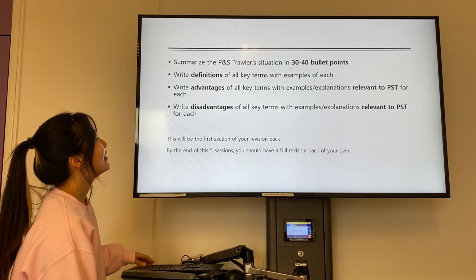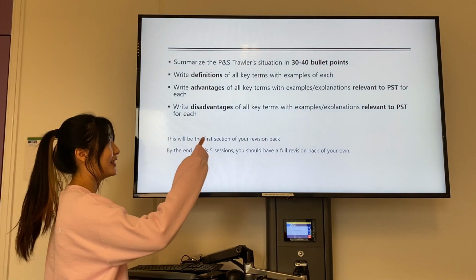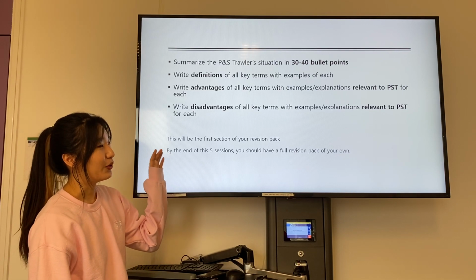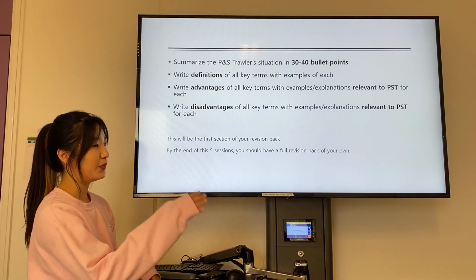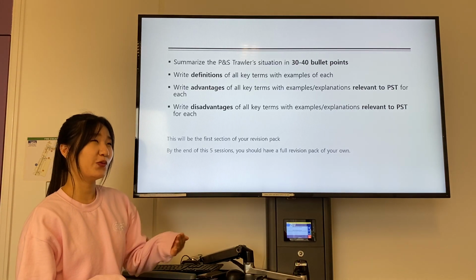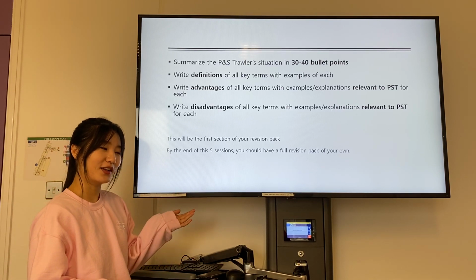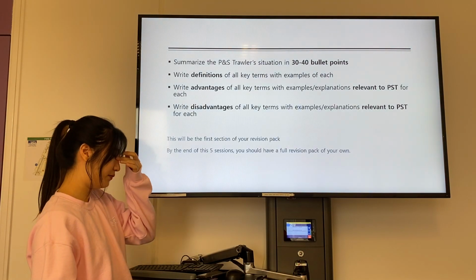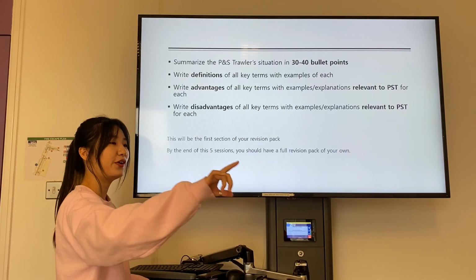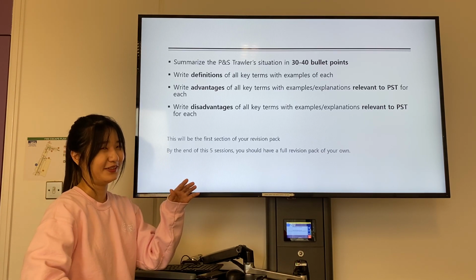So first, summarize the P&S trawler situation in 30 to 40 bullet points. This is because it's easy to skim read the whole text and quickly read past paragraphs if you don't quite understand it, and hope that the second paragraph would make more sense. That's a common mistake that leads to misunderstanding, and if you haven't understood one part of the text, it's going to be much more difficult to understand the rest of the text properly.